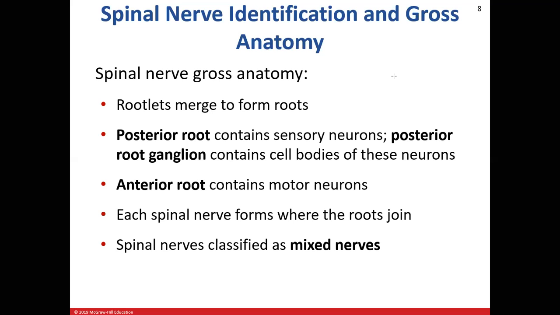So again, understand the terminology. A ganglion is a collection of cell bodies in the PNS. And so as we understand that a posterior or a dorsal root ganglion develops, it's going to contain the cell bodies of these neurons.